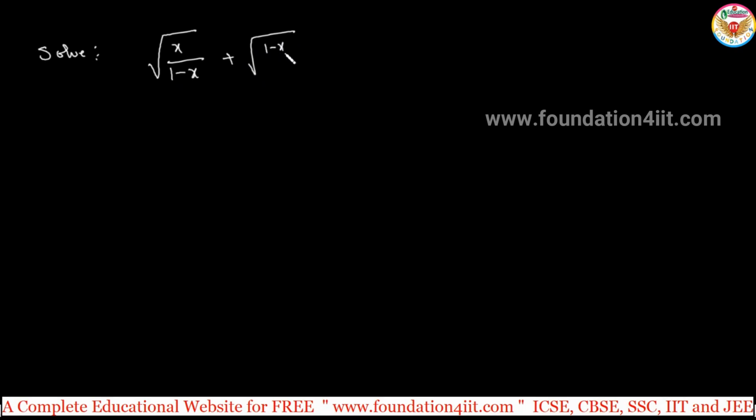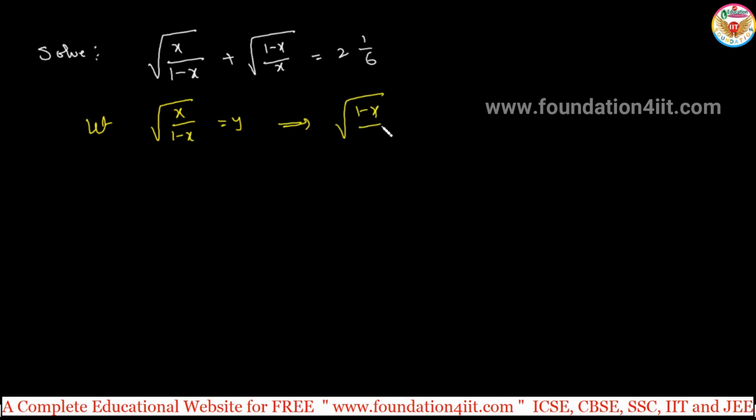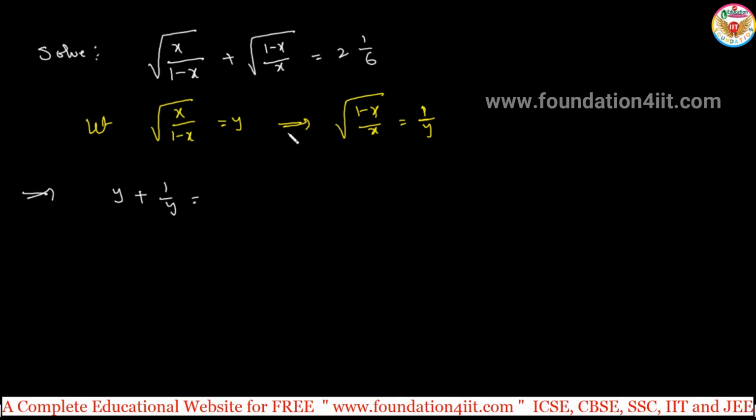The question is given: solve square root of x by 1 minus x plus square root of 1 minus x divided by x is equal to 2 1 by 6. Now this is not a quadratic equation, but let's take square root of x by 1 minus x equal to y. That means square root of 1 minus x by x becomes 1 by y. Then y plus 1 by y is equal to 2 1 by 6. So 2 sixes are 12 plus 1, so 13 by 6.